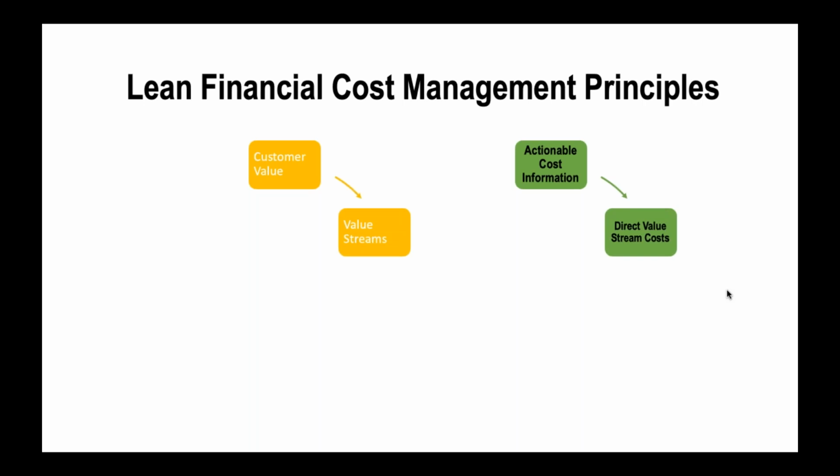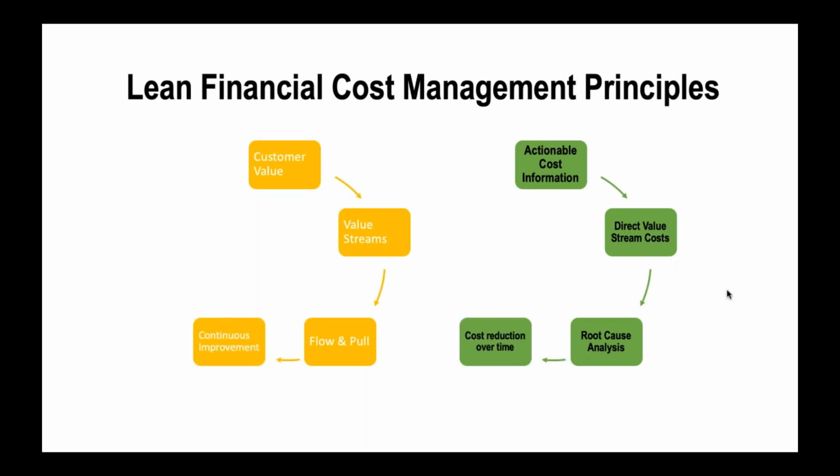Second principle of lean is value streams. So we want to look at direct value stream costs. We establish a very strong cause and effect relationship between value streams and costs. The third principle is flow and pull. So we want to be able to do root cause analysis. Having direct costs in place makes it very easy to pull in true root cause analysis and establish these relationships between operations and our costs.